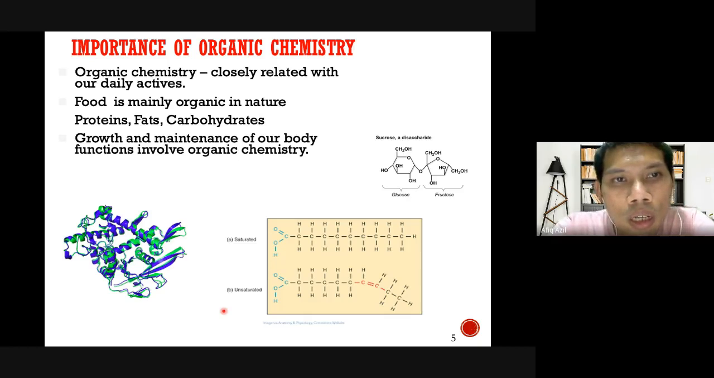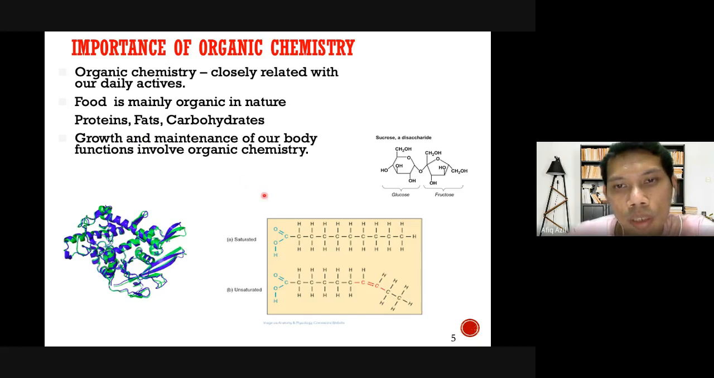One thing is food. Food itself contains a lot of organic compounds. The three main groups, which are proteins, fats, and carbohydrates, when they become the simplest form, are actually organic compounds. Like protein, this is the structure of protein represented in ribbon form. The simplest form of protein would be amino acid. Amino acid actually contains a carboxylic acid and also an amino group.